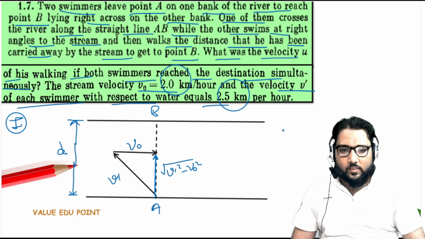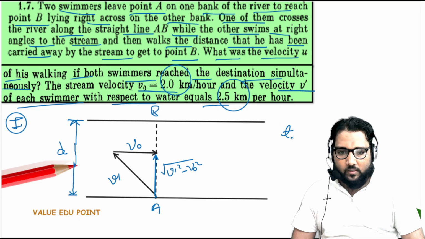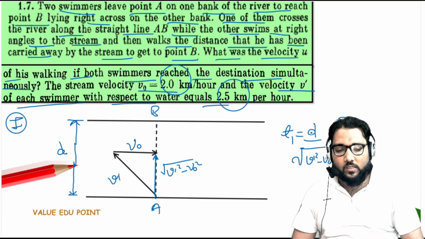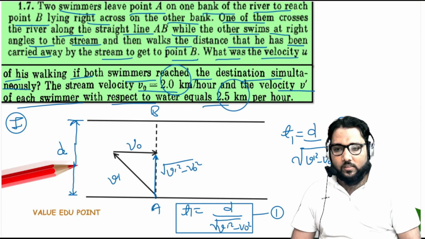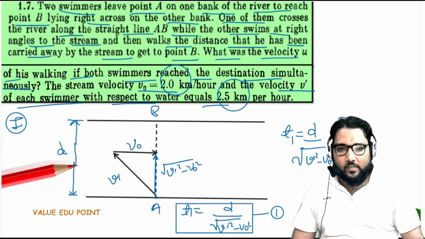So the time taken, I am assuming t1, will be equal to the distance upon the velocity of the swimmer, that is d upon the square root of v dash square minus v naught square. This is equation 1, guys. Okay, t1 is equal to d upon the square root of v dash square minus v naught square. This is equation 1. Is it okay, guys?